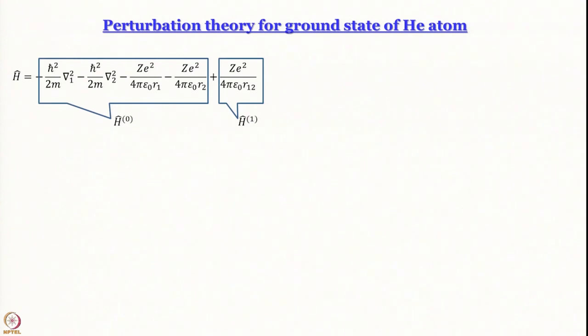What would the unperturbed wave function be? Unperturbed wave function would be the product of psi 1s of r 1 and psi 1s of r 2. That means, see, we are still using orbital approximation sort of, right? We are keeping the electrons in their own orbitals. So, electron number 1 is in 1s orbital, electron number 2 is in the other 1s orbital. These two are written in terms of r 1 and r 2, the two position vectors of the two electrons. This is my zeroth order wave function.